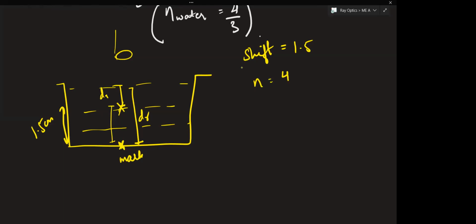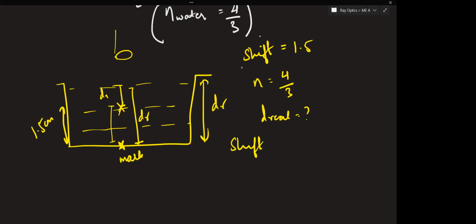Refractive index is 4/3. Real depth is not given. That is what is asked: to what height must the water be poured into the beaker to bring the mark into focus? It means what is the real depth of this mark? That is unknown. So D real is unknown. I think we do not require anything else.